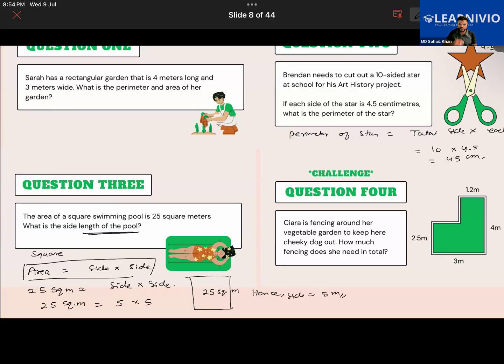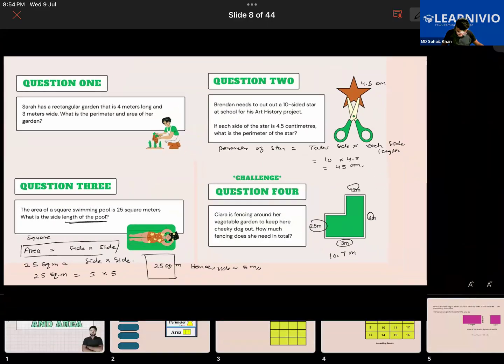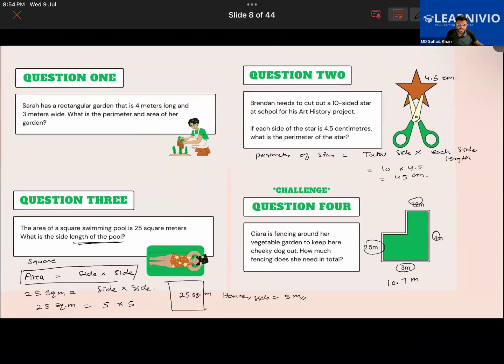Okay. Fourth question. The answer is 10.7. What about others? Others also tell me the total perimeter here. Total perimeter equals 10.7. Very good. All we have to do is basically add up all these numbers, and it's 10.7 meter. Yeah, 10.7 meter, no? Good.